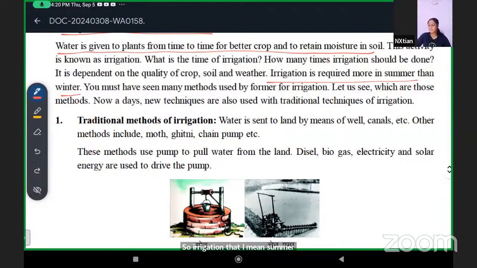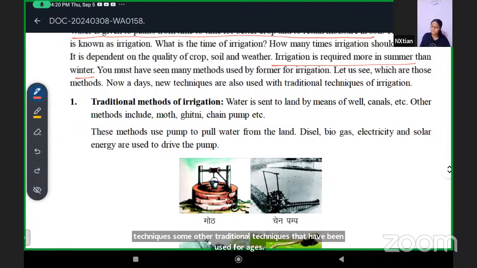You must have seen many methods used by farmers for irrigation. Let us see which those methods are. Nowadays, new techniques are also used along with traditional techniques of irrigation. Some are traditional techniques that have been used for ages. Some are new techniques that are used nowadays.